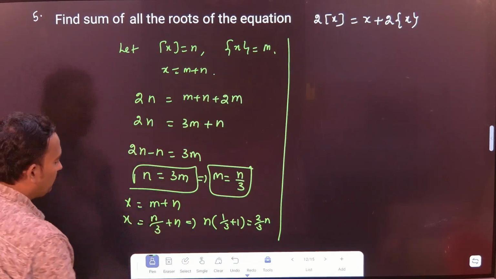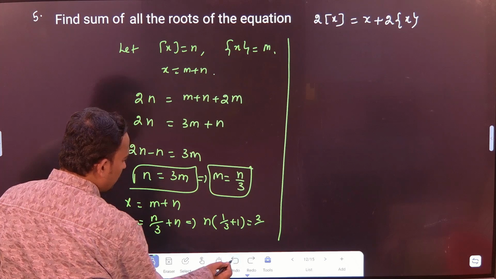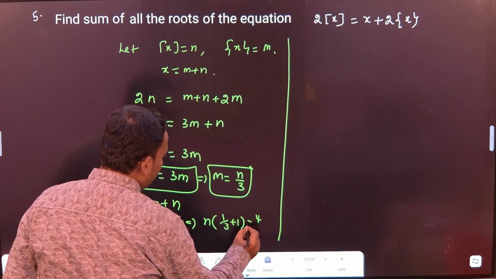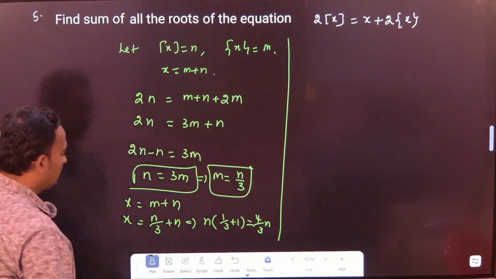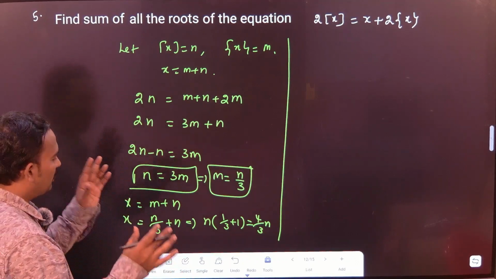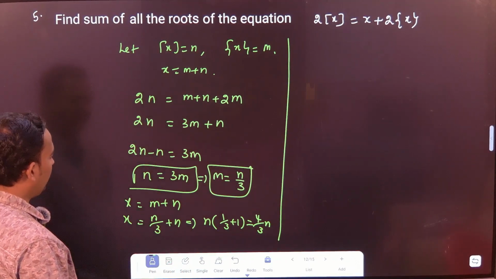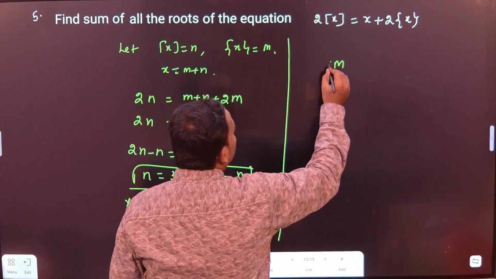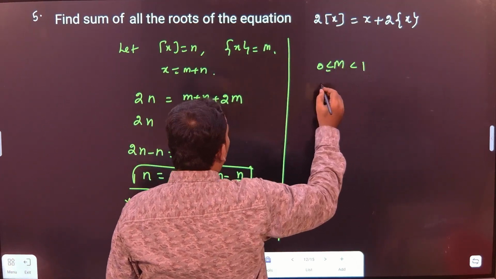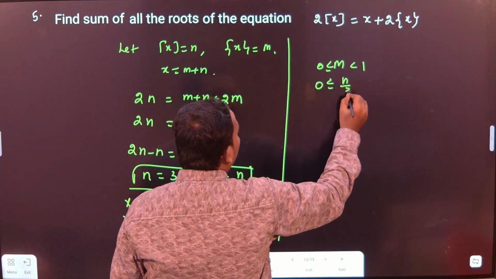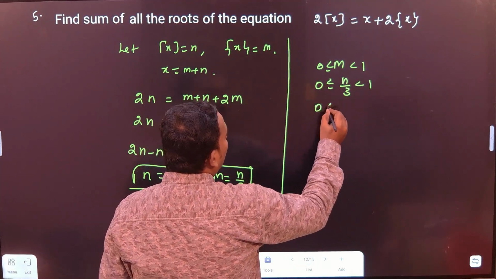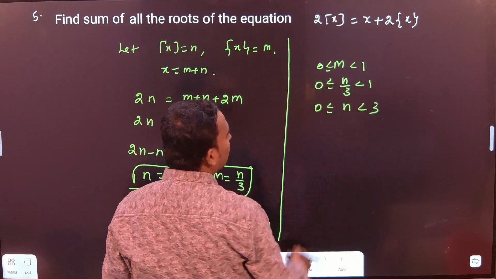1 plus 3, no? What is that? 1 plus 3, it is 4 by 3 n, right? So we got the x value, then you can do it easily, right? So what is the range of n? So m is 0 to 1, you know, right? So 0 less than n by 3 less than 1, you multiply 3 both sides. What will we get? 0 less than n less than 3.